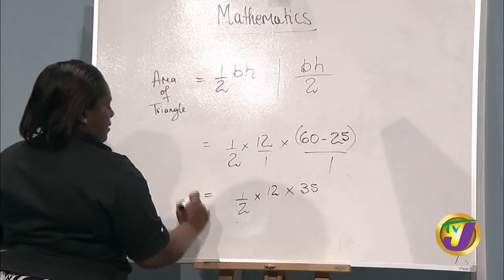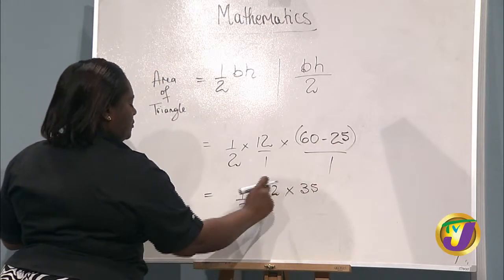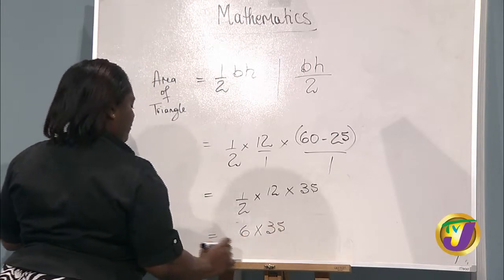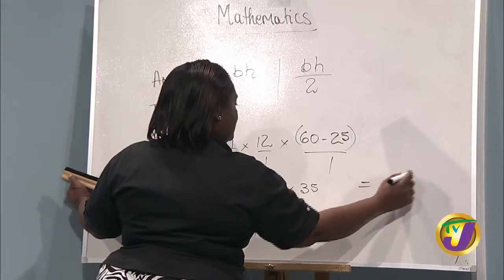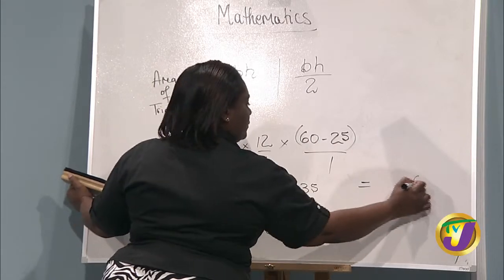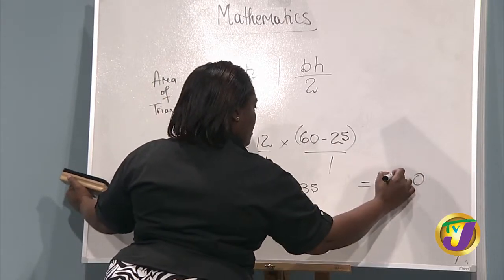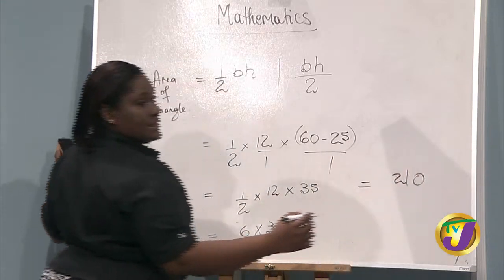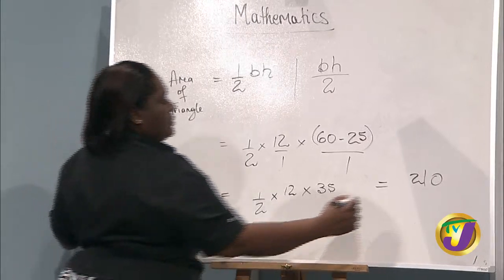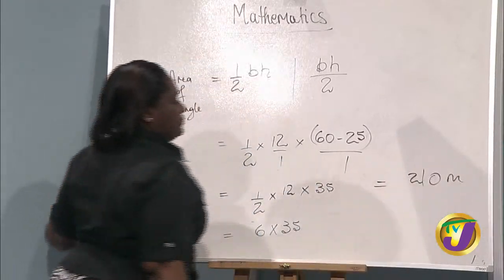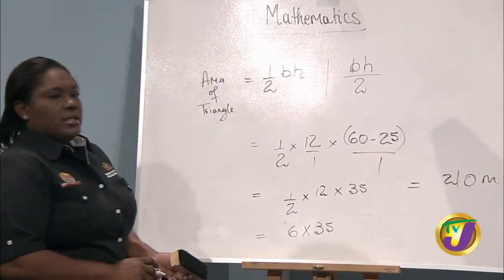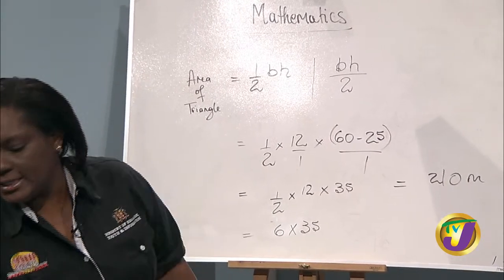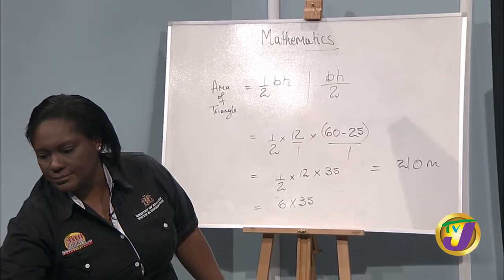Half of 12 is 6, and we can multiply that by 35 and get a final answer of 210, and the unit in this case would be meters. So the distance traveled during the third stage would be 210 meters.